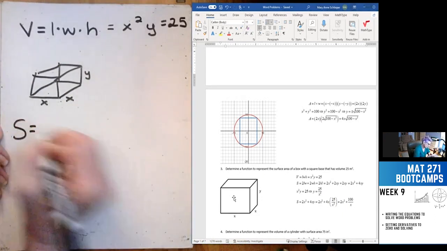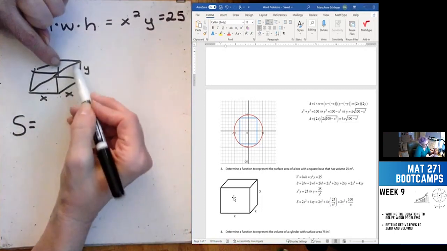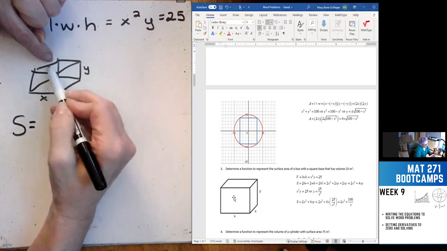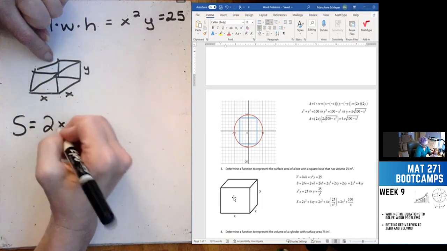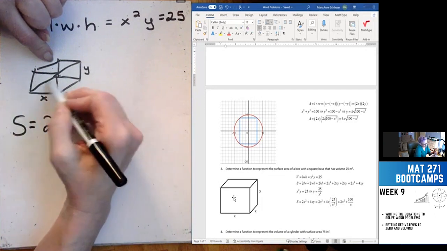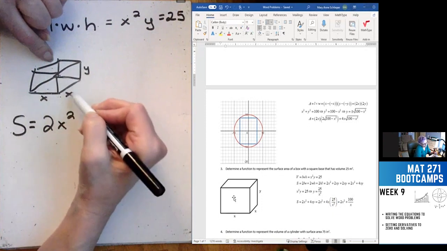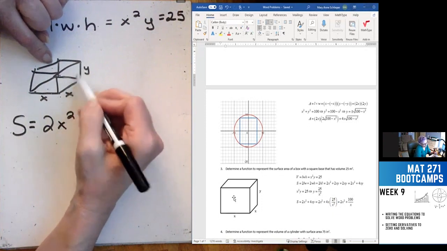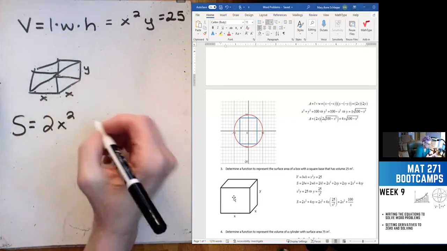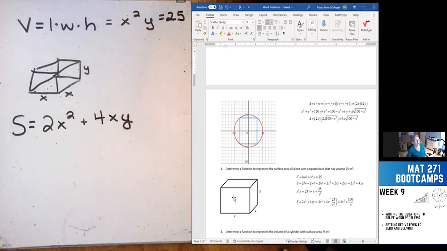The surface area, we have to add together the areas of all the sides. Well, the bottom and the top have area X squared. Since the bottom is a square, all of the sides have the same area. It's X times Y. That one's X times Y, X times Y, and X times Y. So we have 4 XYs.